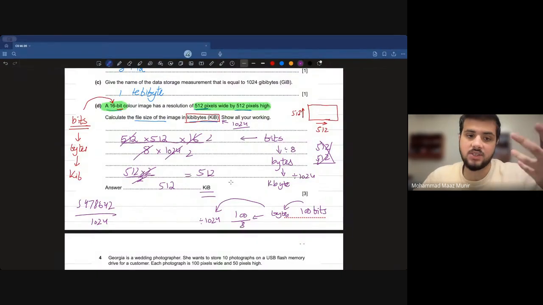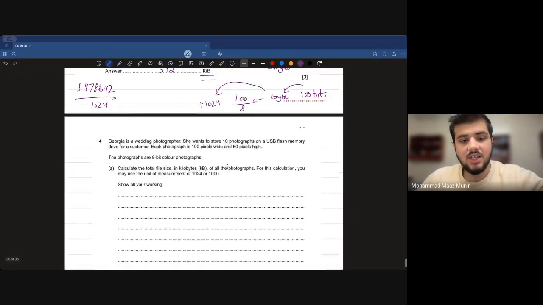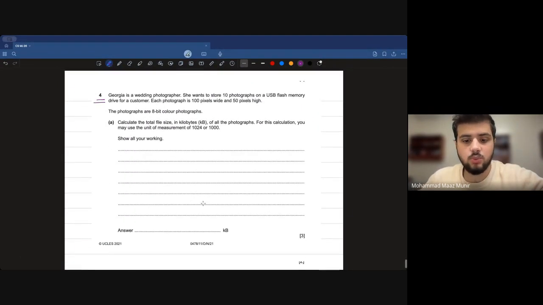We have done one of the 3 questions which we are supposed to do, inshallah. So now going on to question number 4. This one is basically from your winter 2021 or October, November 2021, and it has a similar nature of question. It says that Georgia is a wedding photographer. She wants to store 10 photographs on a USB flash memory drive for a customer. And each photograph is 100 pixels wide and 50 pixels high.